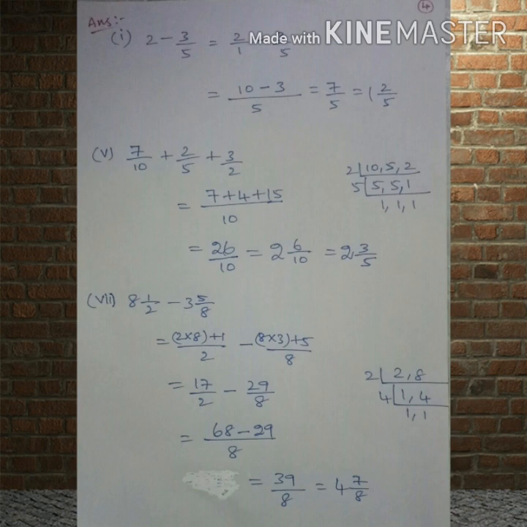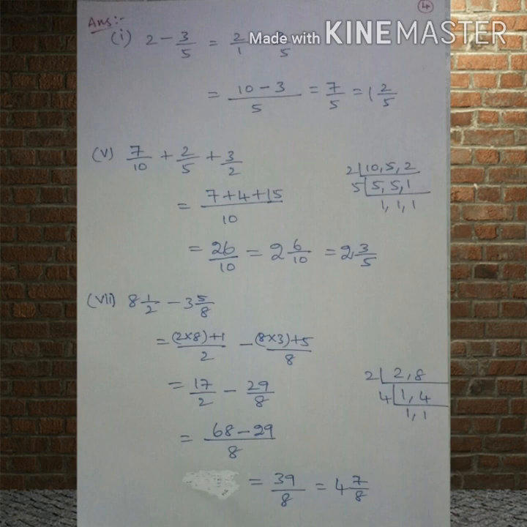10 divided by 5, we will get the answer as 2. That value is multiplied with the corresponding numerator. 2 2s are 4, plus 10 divided by 2, we will get the answer as 5. That value is multiplied with the corresponding numerator. 5 3s are 15. Then add them, we will get the answer as 26 by 10.